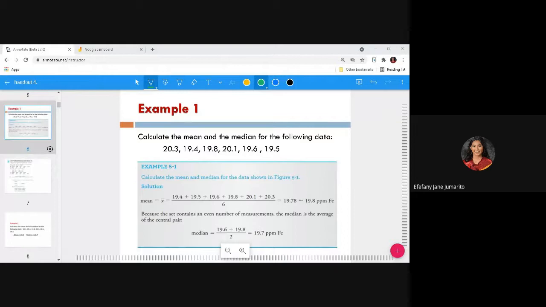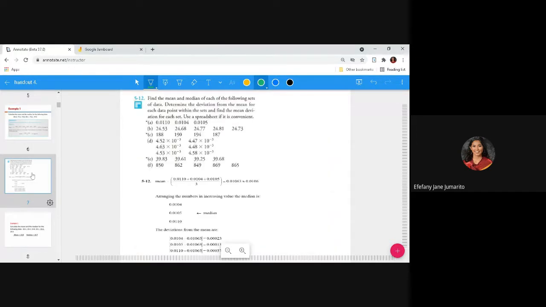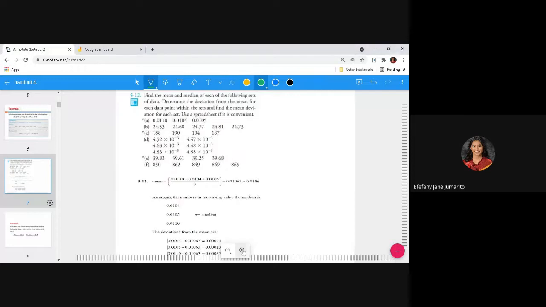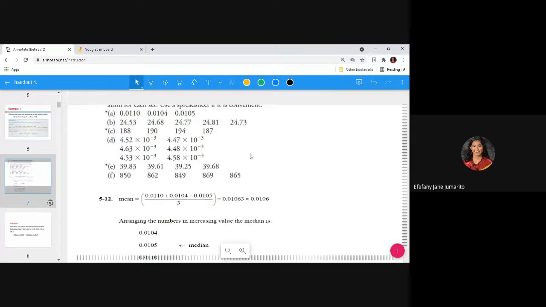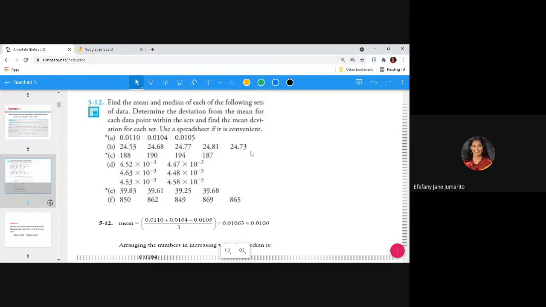Question? No question with that? None, ma'am. Okay, so let's go. All right, so this time, find the mean and median of each of the following sets of data.